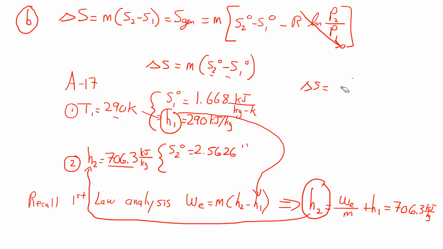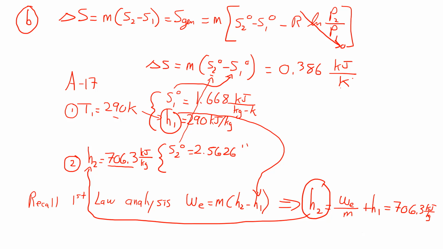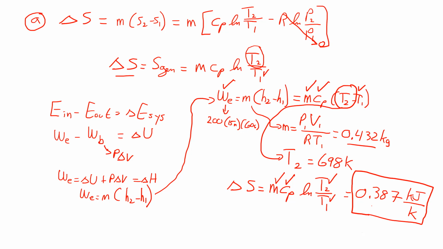So I'm not going to rewrite that actually, I'm just going to reference this. So plug the S1° into the equation, plug the S2° into the equation, use the mass that you solved from the prior slide, and you can get a change in entropy of 0.386 kilojoules per Kelvin for variable specific heats, which as for constant specific heats is 0.387. So approximately the same, ever so slightly different.